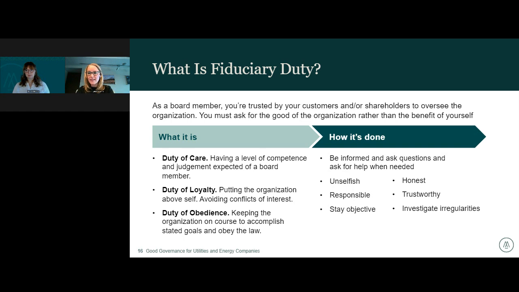And a lot of work needs to go into any board seat that you have. There's also a duty of loyalty, putting the organization above yourself, trying to avoid those conflicts of interest. And when they do occur, because sometimes they do, making sure to disclose and let everybody know about those conflicts of interest. And then finally, our duty of obedience, keeping the organization on course to accomplish your stated goals and obey the law. That's the really big bedrock of what we're trying to do from a governance board.